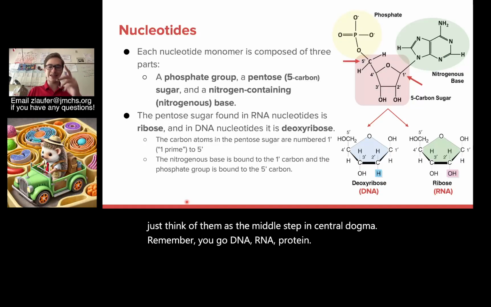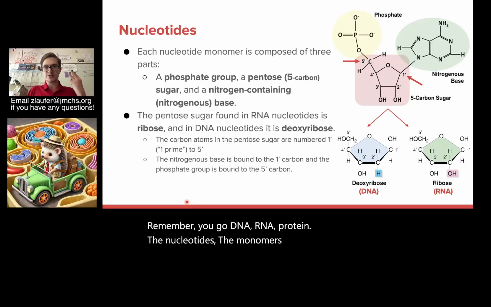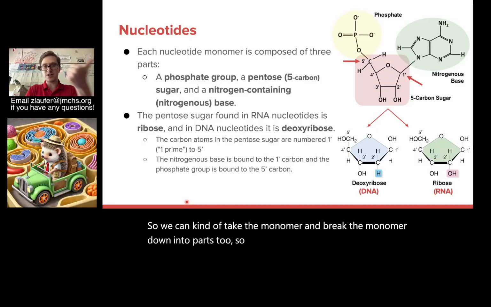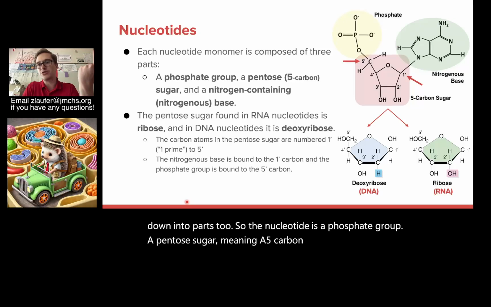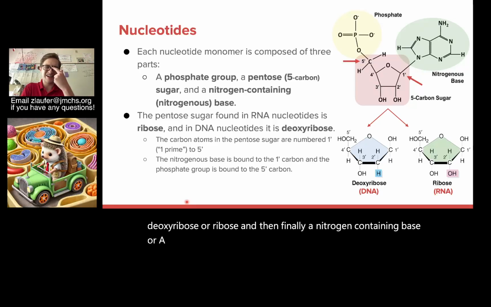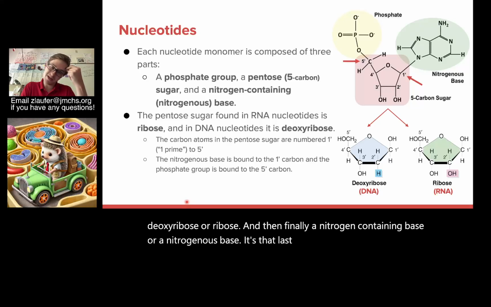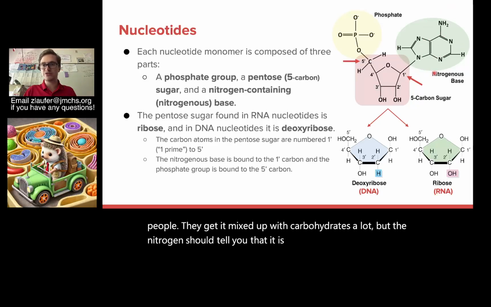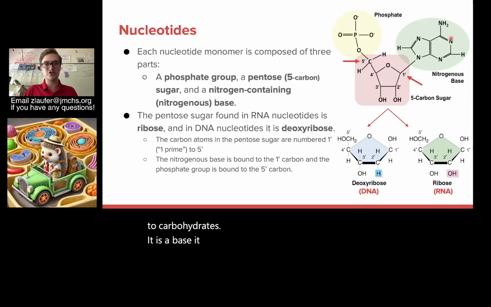The nucleotides, the monomers of these, have three parts to them. So we can take the monomer and break it down into parts too. The nucleotide is a phosphate group, a pentose sugar, meaning a 5-carbon sugar, which is either deoxyribose or ribose, and then finally, a nitrogen-containing base, or nitrogenous base. It's that last one that tends to really confuse people. They get it mixed up with carbohydrates a lot, but the nitrogen should tell you that it is not related to carbohydrates. It is a base. It will accept hydrogen ions.